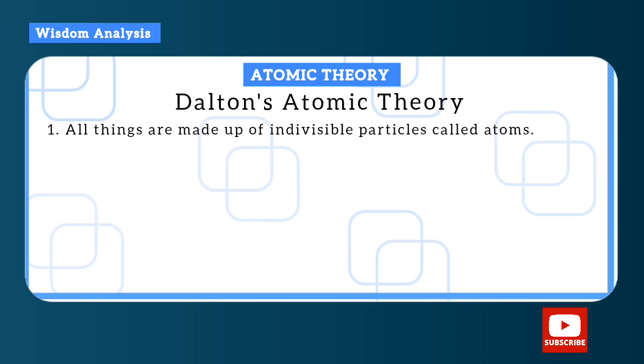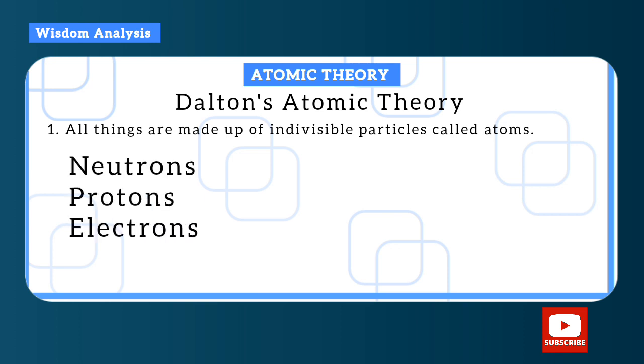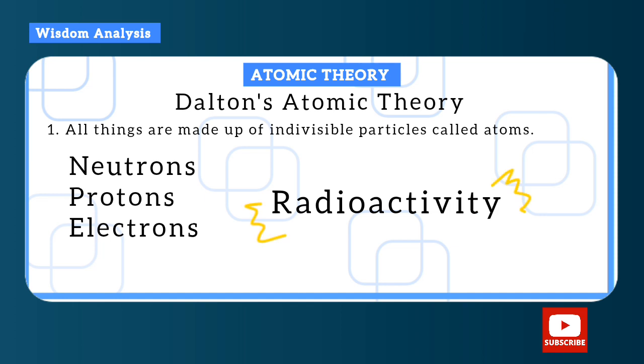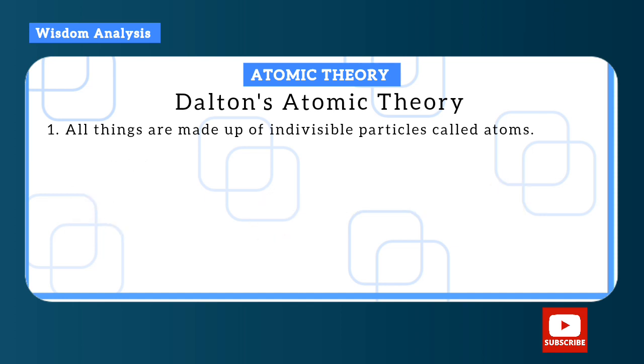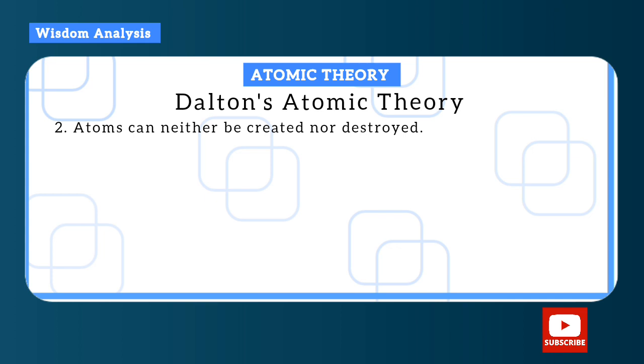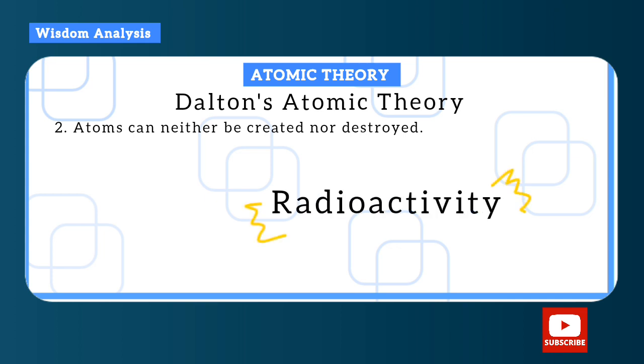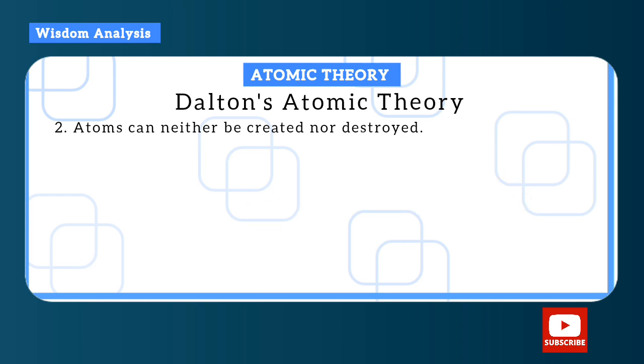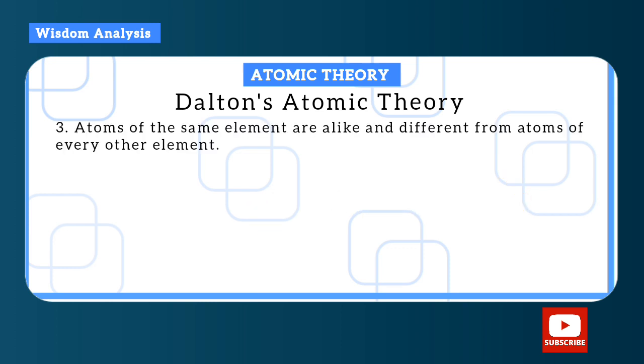But the first law, which says that atoms are indivisible particles, was taken away by radioactivity. As we all know, atoms are made up of the neutrons, protons, and the electrons, which can be separated by radioactive means. So you can see that you can divide atoms. Now, the second law, which says that atoms can neither be created nor destroyed, was also taken away by radioactivity, a process whereby you can form new atoms from past ones.